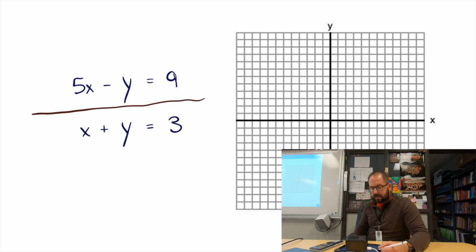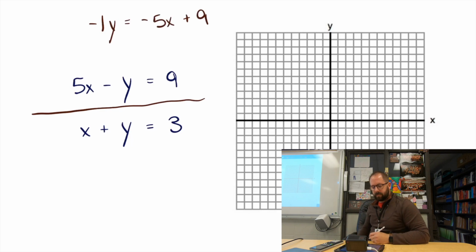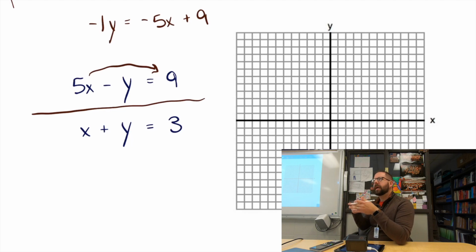Okay, top one. We have to rearrange, right? So it's not in the right form. I don't have the y by itself, so I need to move that x over first. If I move the 5x over, it becomes a negative 5x, so I have a negative 1y equals negative 5x plus 9. The y stayed negative. That really throws people off. The negative sign is attached to the y. It's a negative 1y.